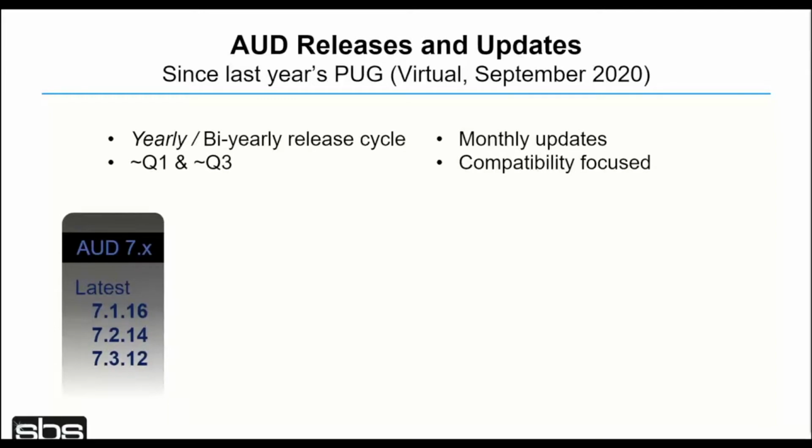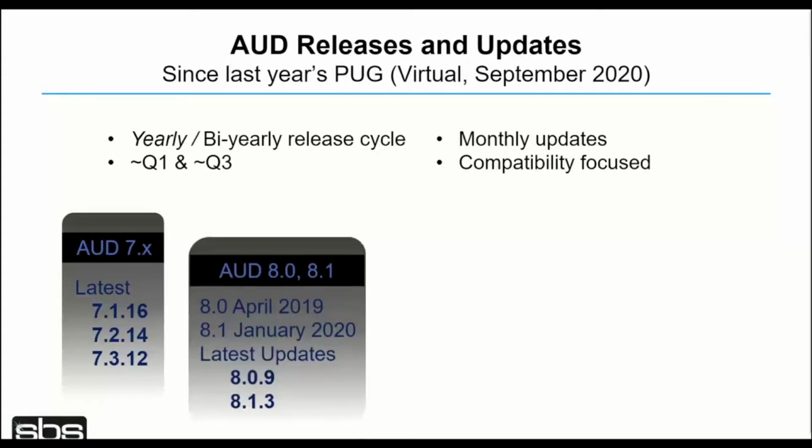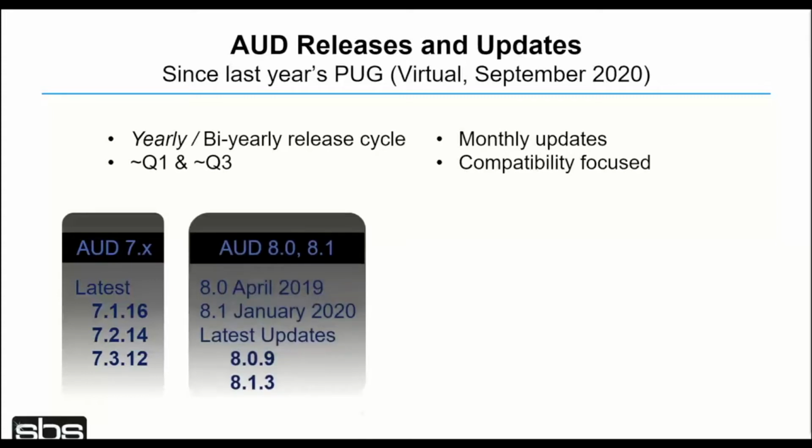So to look back to the version 7 releases, this hasn't changed. The latest updates haven't changed. We haven't released any new updates for the version 7 products since, let's see, I believe around about the 2018 timeframe. So since AUD 8.0, the AUD 8.0 and 8.1 have also remained pretty stable with their latest updates. They were released in 2019 and 2020.